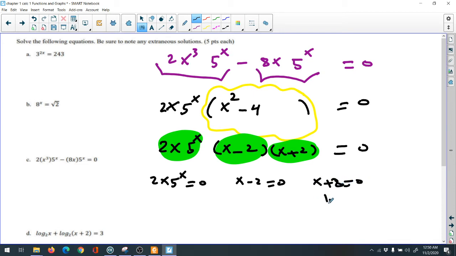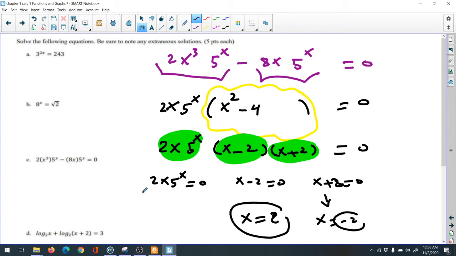Of course, if x plus 2 equals 0, then x equals negative 2. We have to check that solution. And here, when x minus 2 equals 0, then x equals positive 2. We have to check this solution. 2x, 5 to the x. Of course, if you plug in 0 for x, 5 to the 0 is 1, times 0 is 0, times 2 is 0. So the solution for that will be x equals 0.